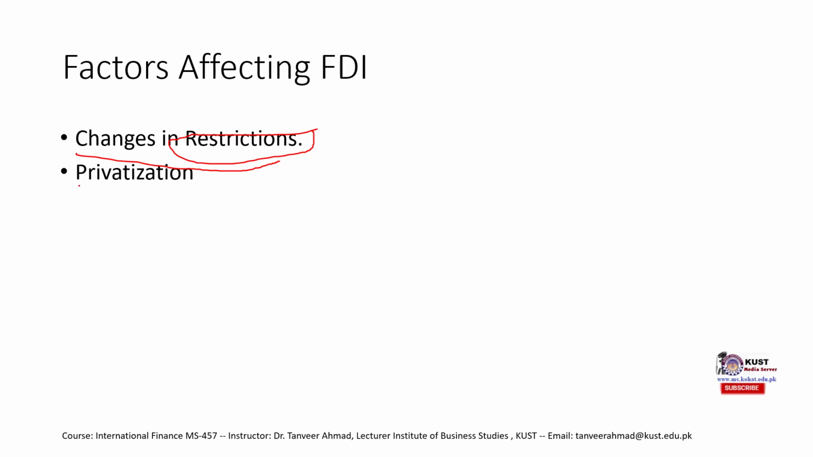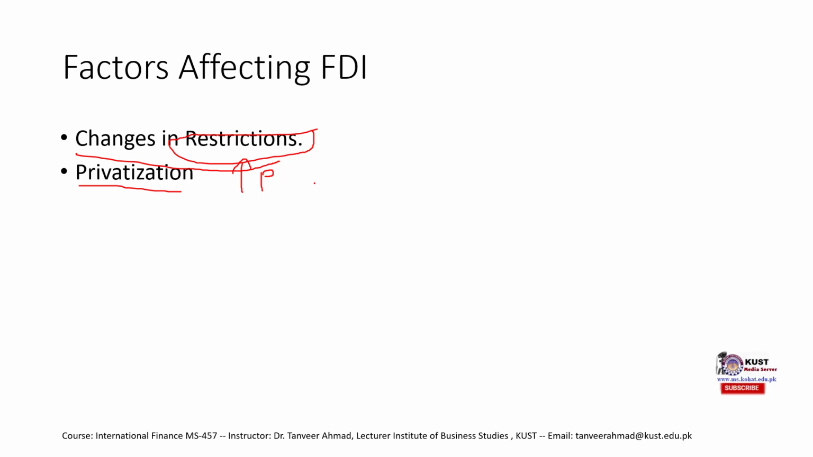The second factor is privatization. When a country privatizes its assets, so if privatization increases, that would mean that the government is selling its own companies. For example, in Pakistan, most of the banks, the HBL, UBL, MCB, Allied Bank, were all government entities, like we have National Bank nowadays.